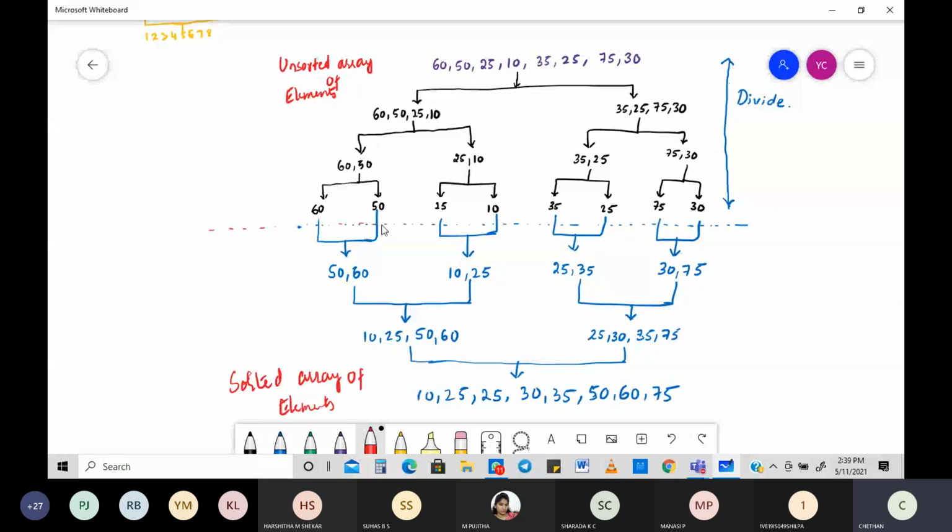There will be a split like this. You need to show that, and then you need to clearly say that this one is a merge part. First one is the divide technique and then the merge part. What do you call this entire thing? This entire thing is known as tracing of merge sort.